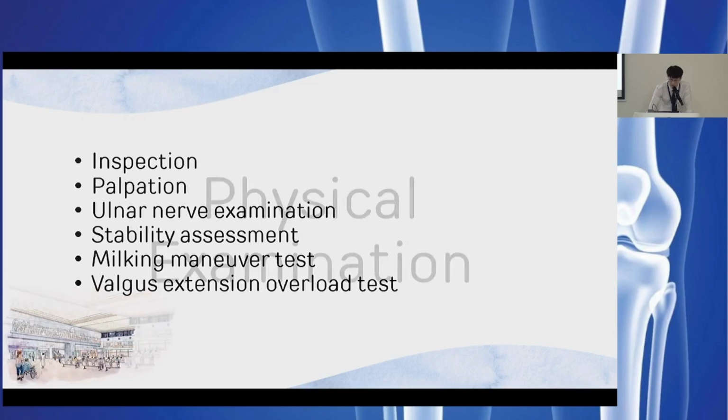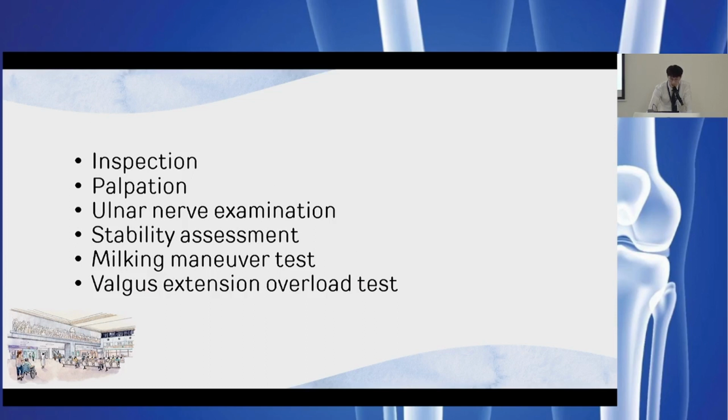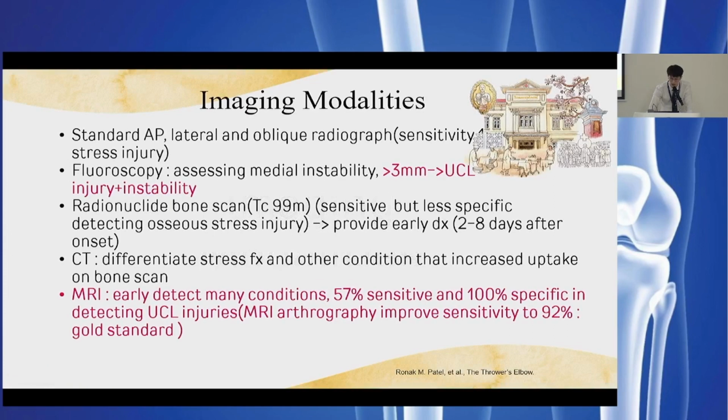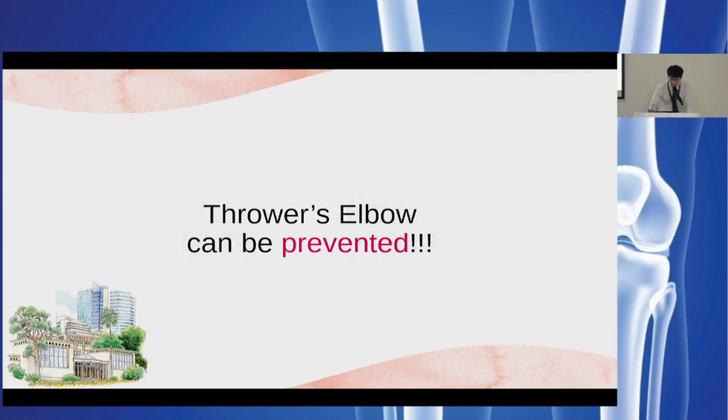For the physical examination, you have to do inspection, palpation, ulnar nerve examination, and stability assessment: milking maneuver, moving valgus stress test, and valgus extension overload test. For the imaging modality, the gold standard for this disease is MRA, or MRI with arthrogram, which can improve the sensitivity to 92%.